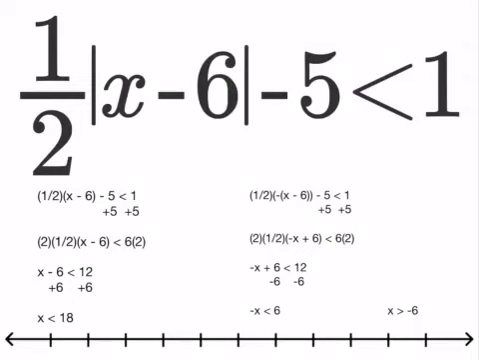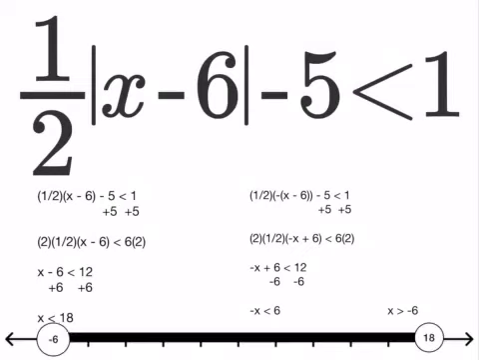Because the lowest value ends up being negative 6 and x is greater than that, but x is less than our highest value, what we end up doing is we actually connect the dots. But remember, the circles will be open because of the fact that we are not actually including those two numbers.